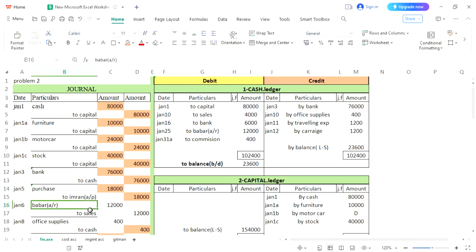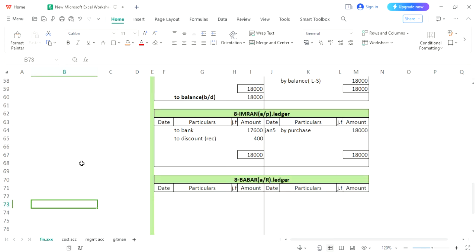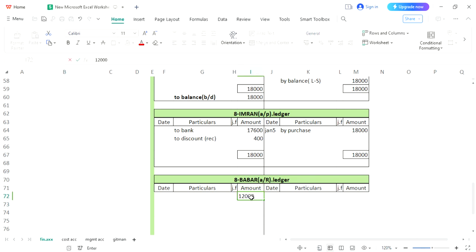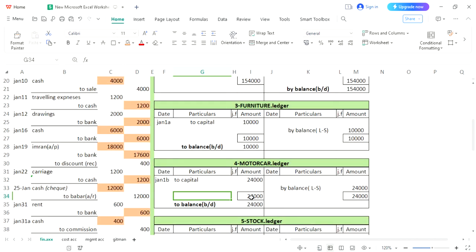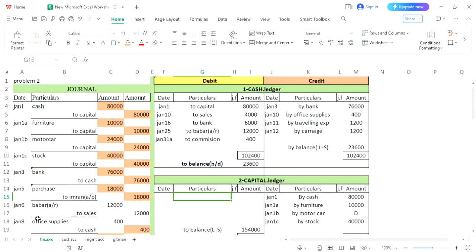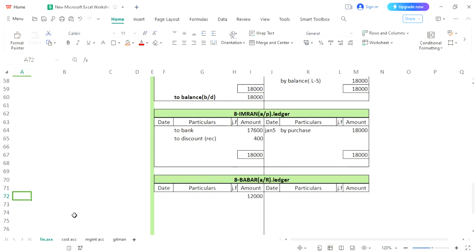The very first time Babar is present is on January 6. Babar is debited by 12,000. Go to Babar's account and write down 12,000 over here on the debit side. See what the reference is for this 12,000. What is written on the opposite side? To sales. This will be used for reference.